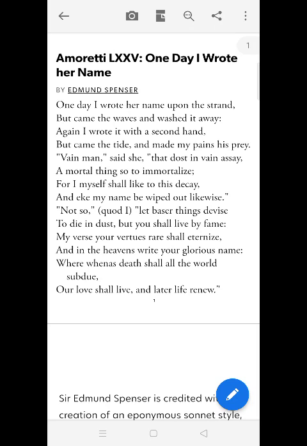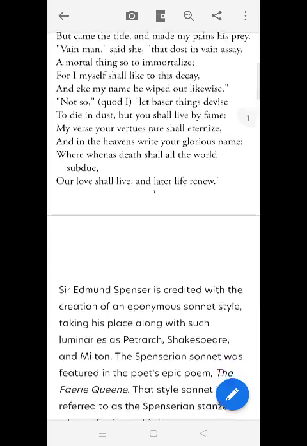What does Amoretti mean? Actually, it means little loves or little cupids. So we can say it is a collection of love songs which is written by a lover for his beloved or bride. So, One Day I Wrote Her Name Upon the Strand. It is a Spenserian sonnet.